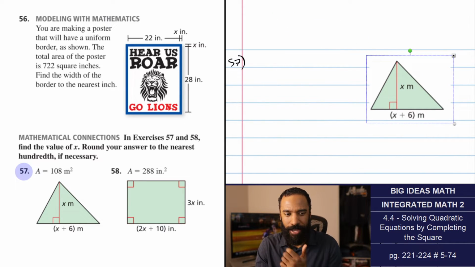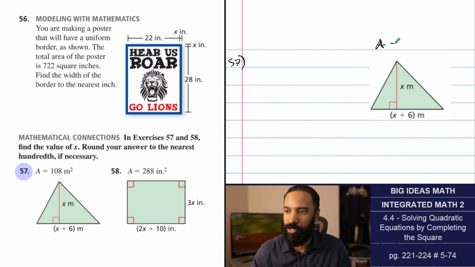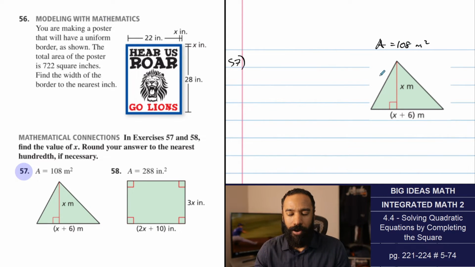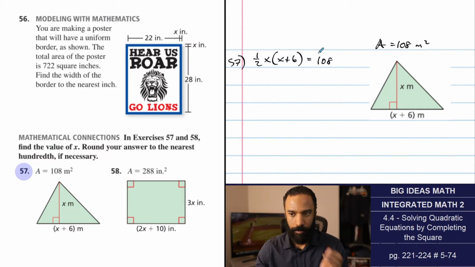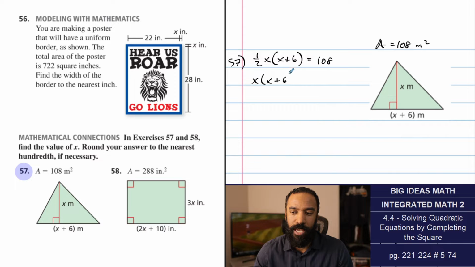All right, this area is 108 square meters. Okay, area of a triangle is 1/2 base times height. So when I take 1/2, I'm going to write the height first. Height times base, I get 108. I'm going to multiply everything by 2. I need a 1x squared anyway, and I don't want to deal with that. So I got x times x plus 6 equals 216.